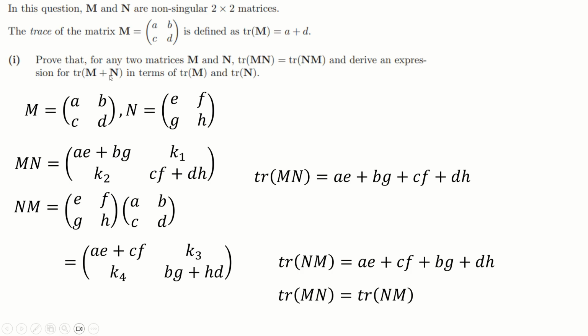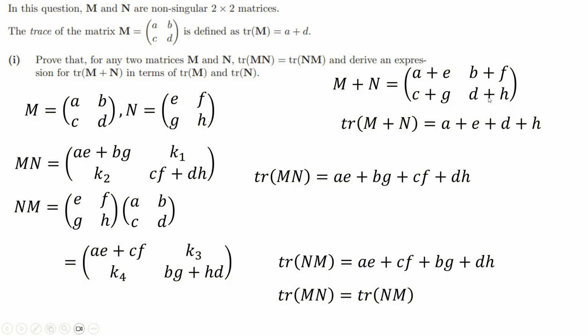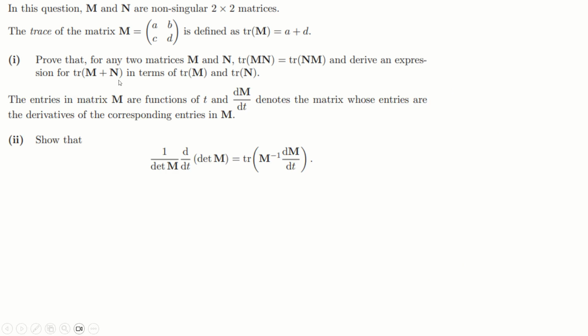And then we can do it for M plus N, which is obviously this. The trace is just these two things added together. And of course, A and D is the trace of M, and E and H are the trace of N. So this is just the trace of M plus the trace of N. Okay, so that's just the stem essentially done, I think.